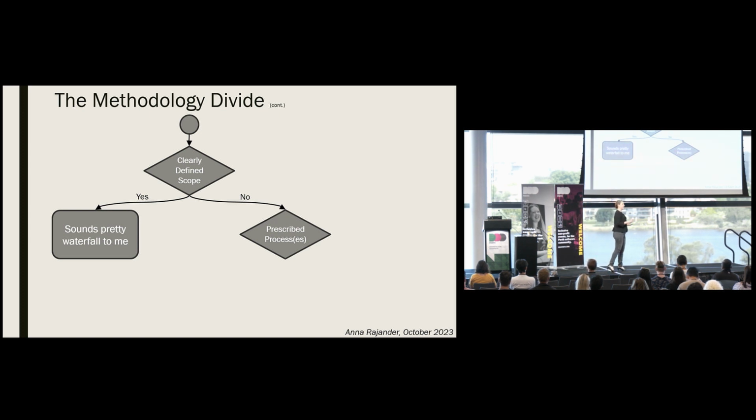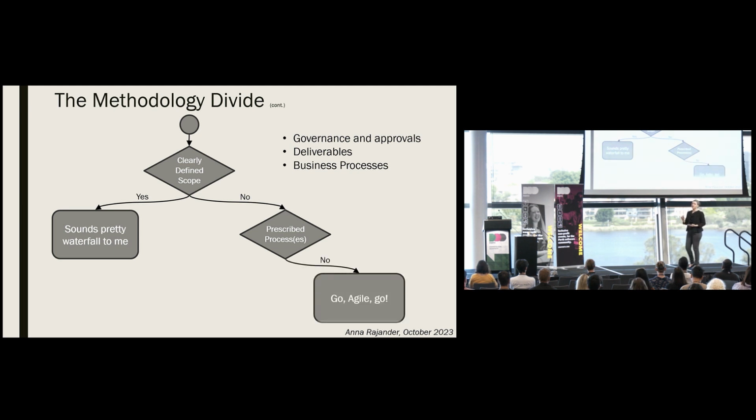If the initiative is not impacted by these sorts of prescriptive processes, this is when you knock yourself out. Go agile. There is nothing stopping you from managing everything using an agile method. However, if there is a dependency on a prescriptive waterfall process and the scope is not clearly defined, this is when you should consider mixing and matching agile and waterfall approaches.